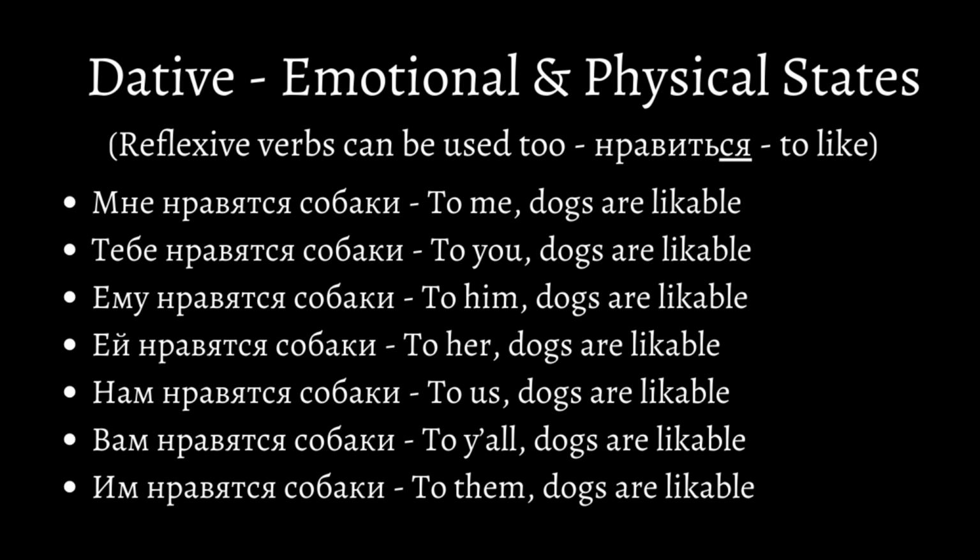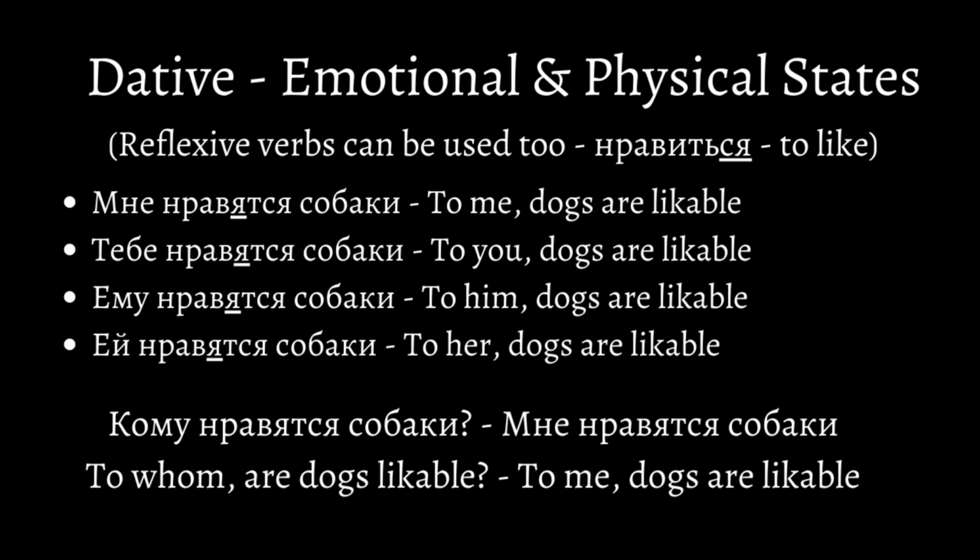Now, to express this verb in the plural, it will look like this. Мне нравятся собаки. Тебе нравятся собаки, and so on. In this case, нравится changes to нравятся, so it's a one-letter change. As always, we ask Кому нравятся собаки? Мне нравятся собаки. To whom are dogs likable? To me, dogs are likable. If you want, you can rephrase the sentence to match the order of the words as in English.